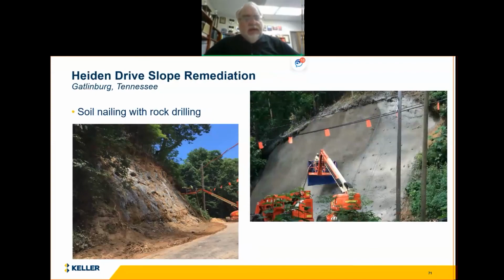Here's one in Gatlinburg, Tennessee, where we went from clay to bedrock, and it was an erosion problem basically, and so we were able to come in and use both soil nailing and rock drilling and rock bolting, and then put on a shotcrete facing to stabilize this slope.